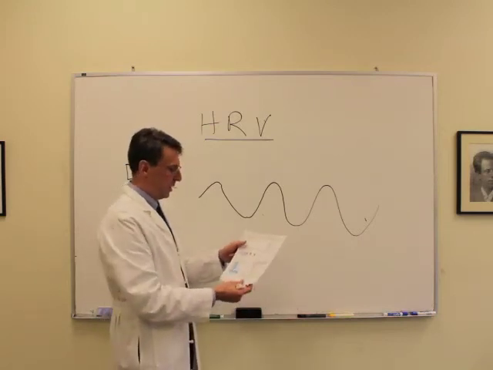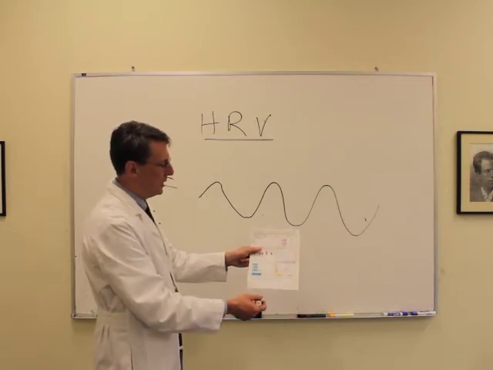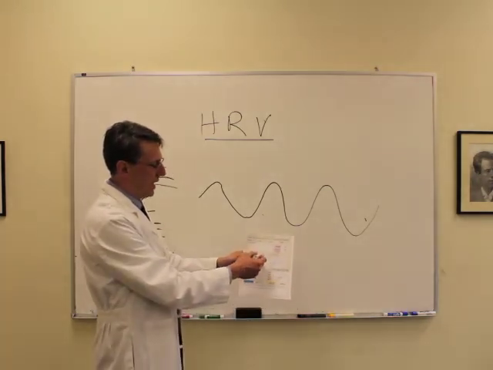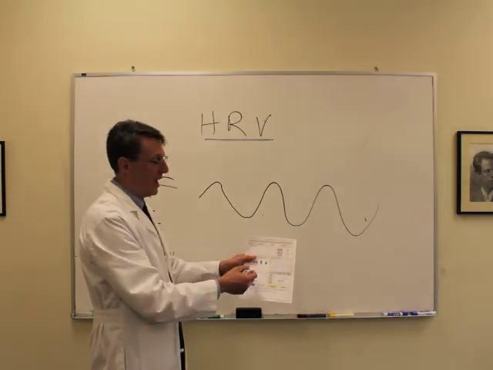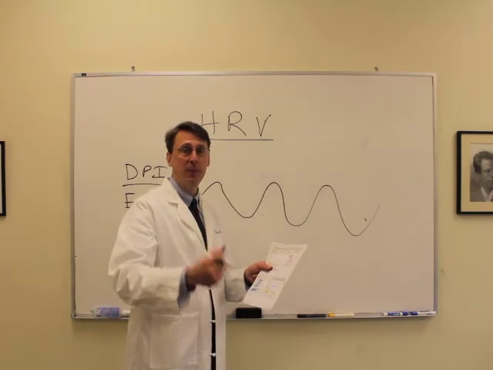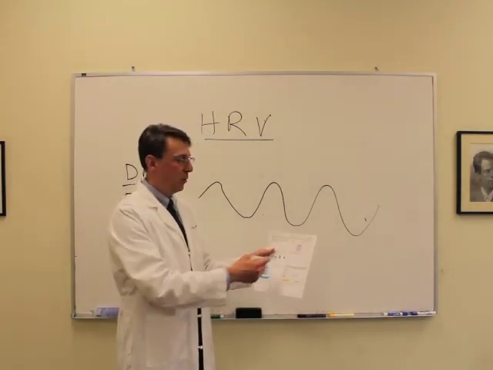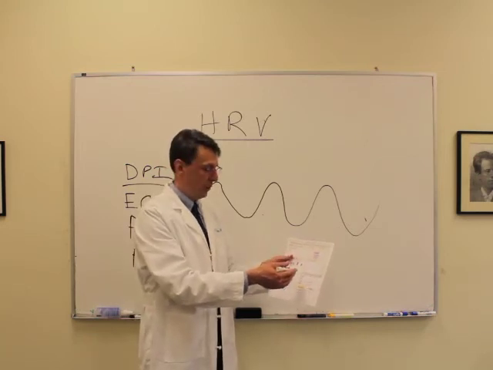You'll notice on the left side of the page, there's an indicator of the balance between the SNS and PNS. That is, the sympathetic nervous system, which is kind of like a gas pedal, and the parasympathetic nervous system, which is more like a brake pedal. We're trying to find a nice balance between the two.